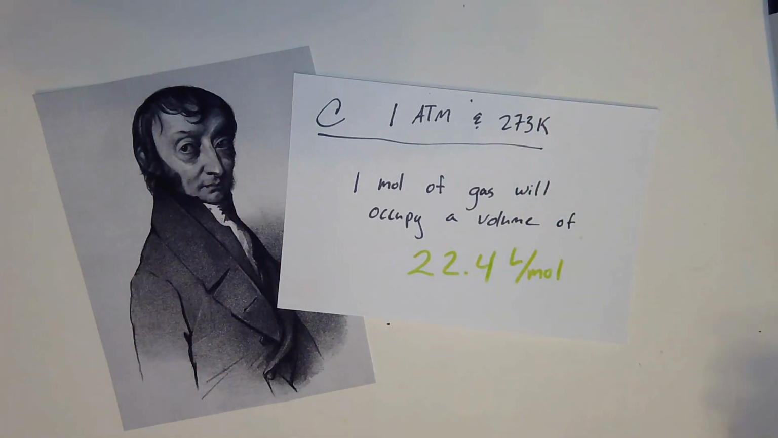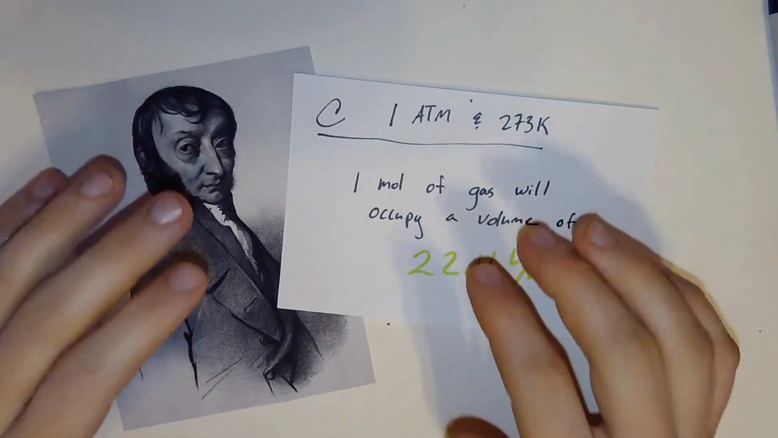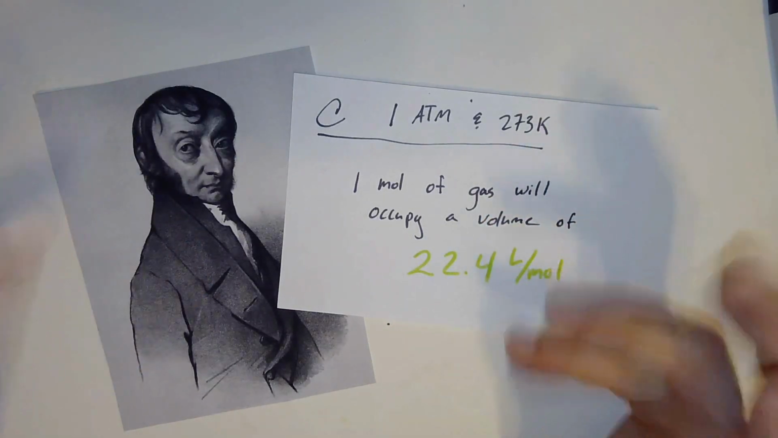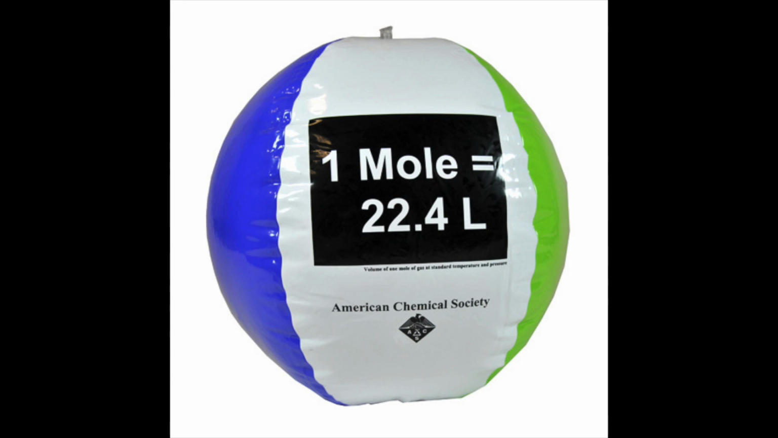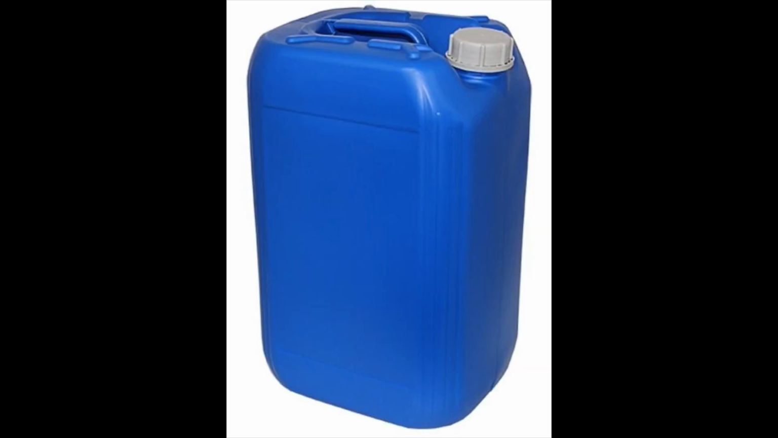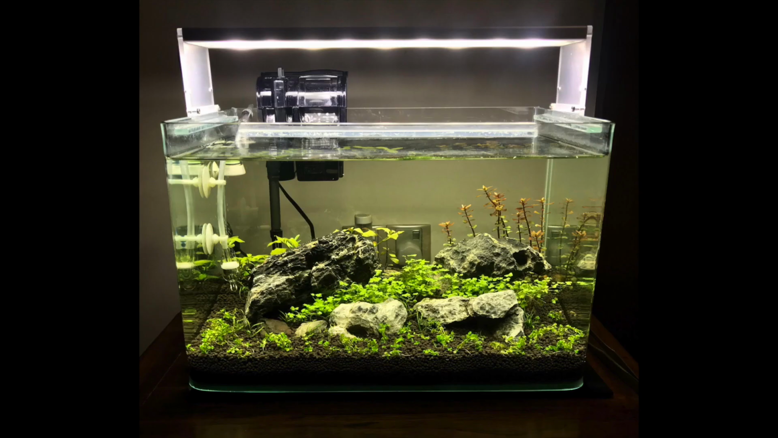I'm going to throw a couple of pictures on the screen here of what 22.4 liters looks like so you get an idea. So 22.4 liters is this beach ball, or this jerry can for water, or the amount of water in this 6-gallon fish tank, give or take.